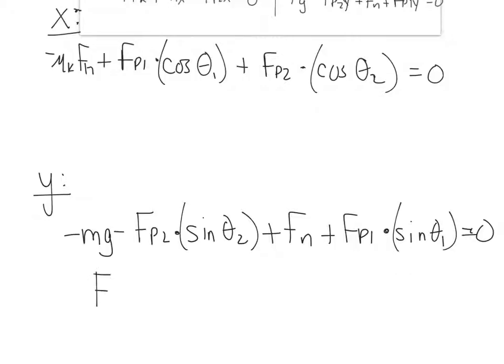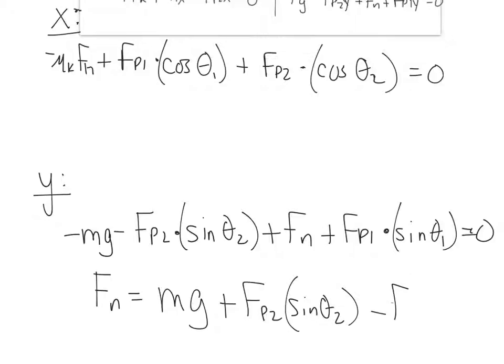Anyway, solving for Fn over here, literally move everything over by just switching the signs. So, positive Fp1 sine theta 1 can move over as a negative Fp1 sine theta 1. So subtract it over. The ones that are negative, these two, add mg to the right side. Add this to the right side. Subtract this to the right side. So literally just switch the signs. Add mg, add Fp2 sine theta 2, and then subtract Fp1 sine theta 1.